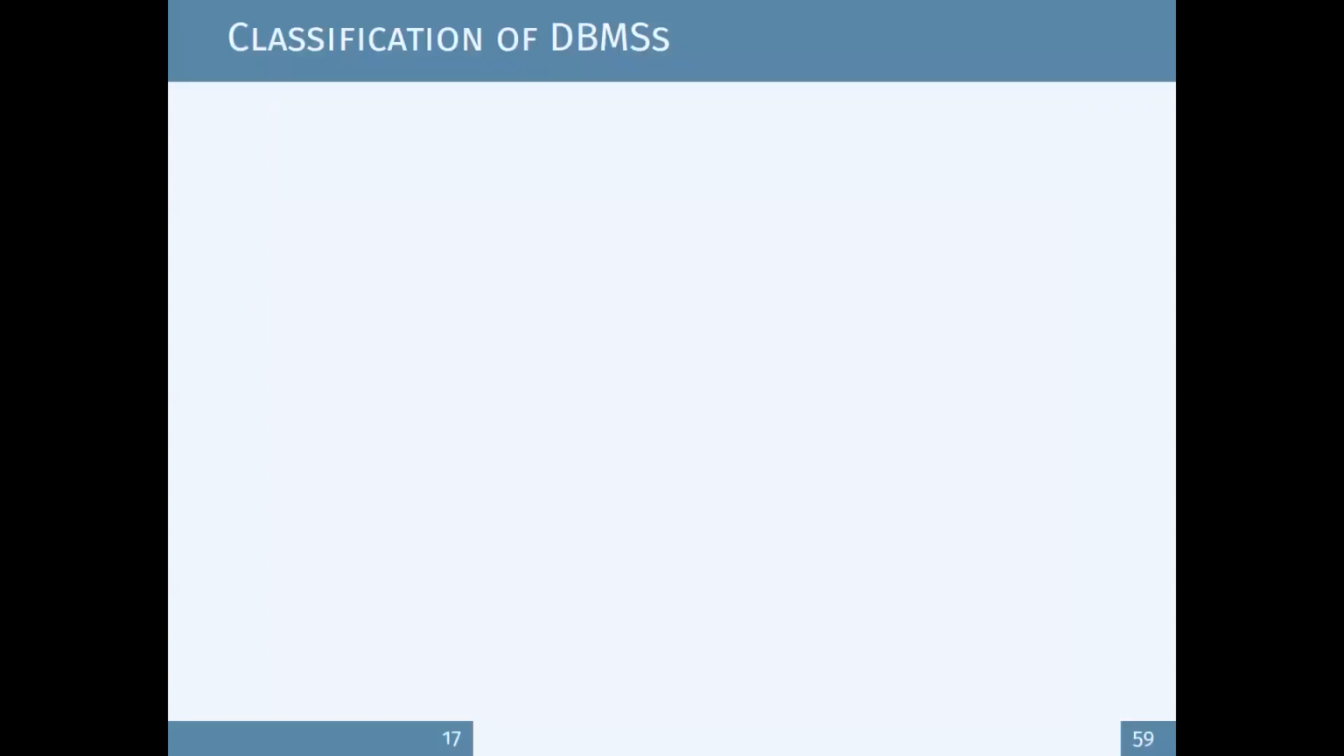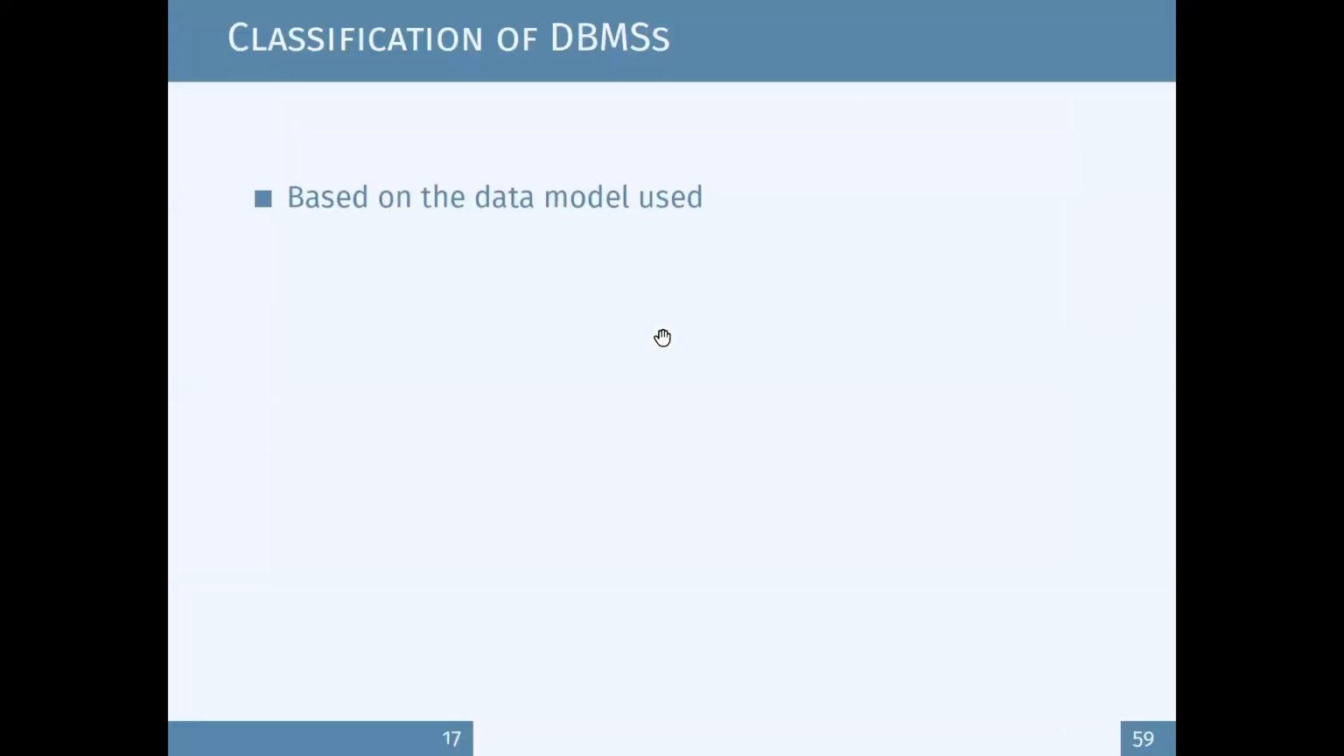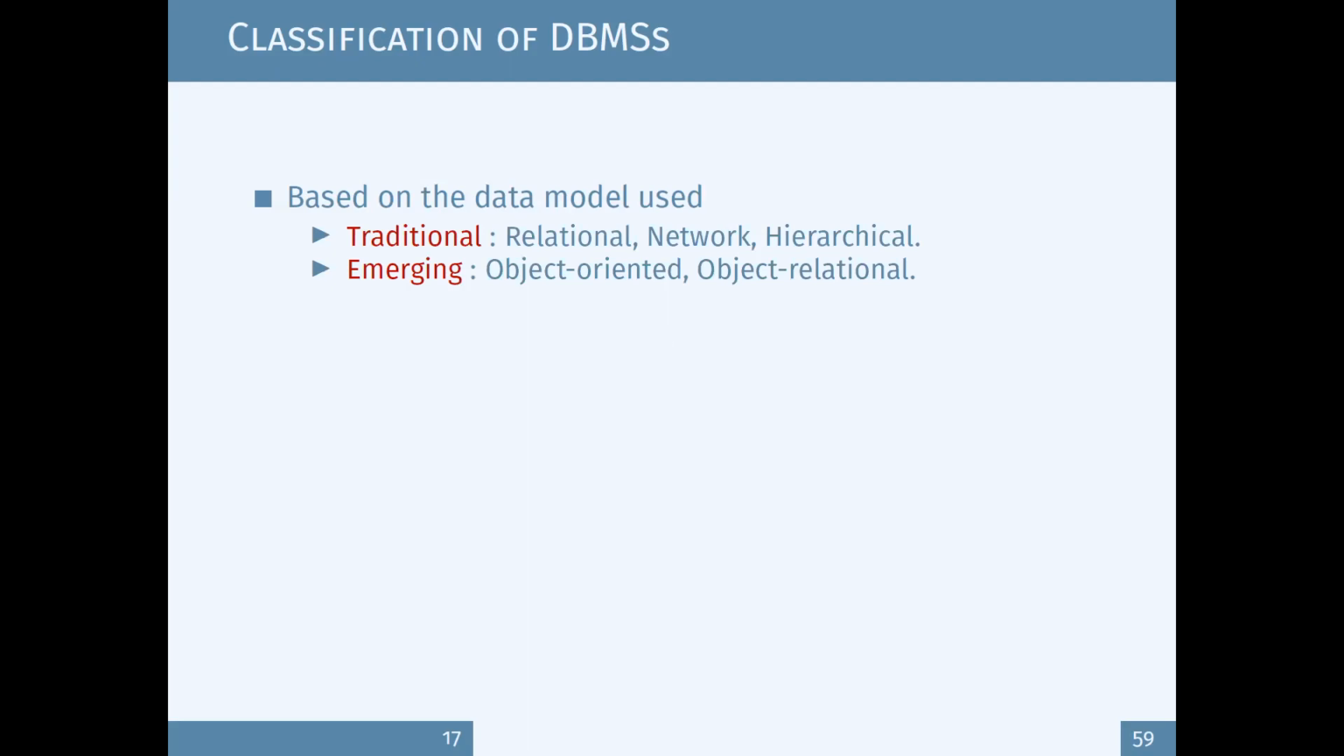Right. Let's look at the last part of the basics, defining the database. Databases can come in various forms. We discussed data models. If you consider data models, there are two types available, traditional and emerging. Relational, network, and hierarchical are known as traditional data models. Object-oriented and object-relational are usually known as emerging.